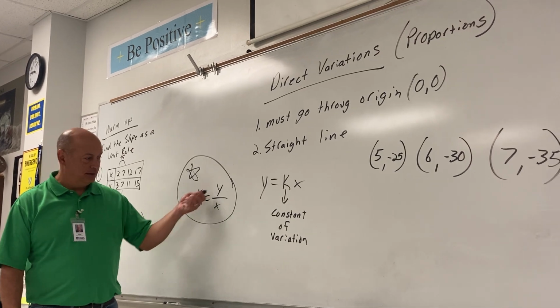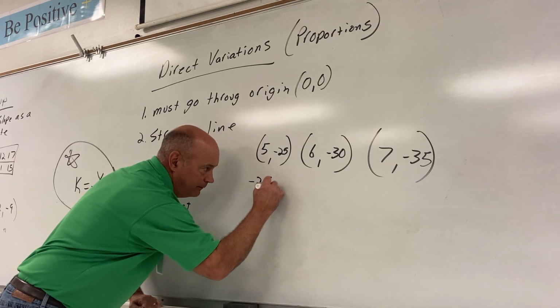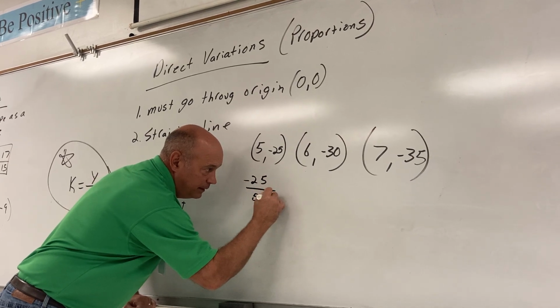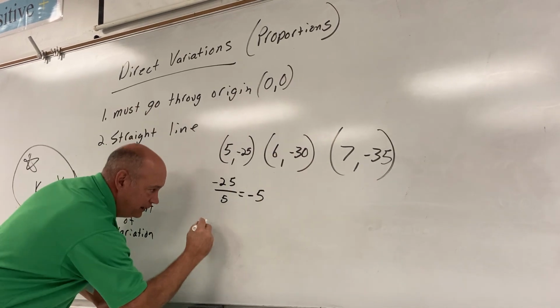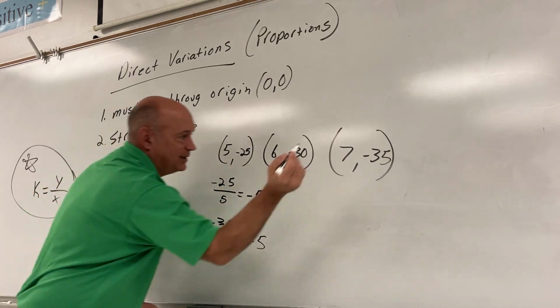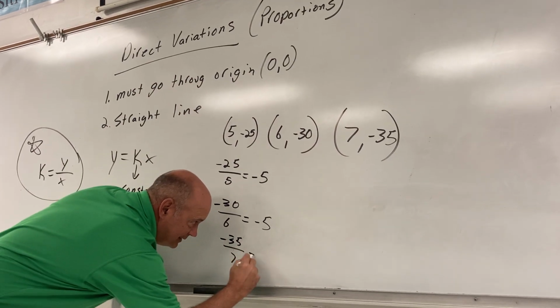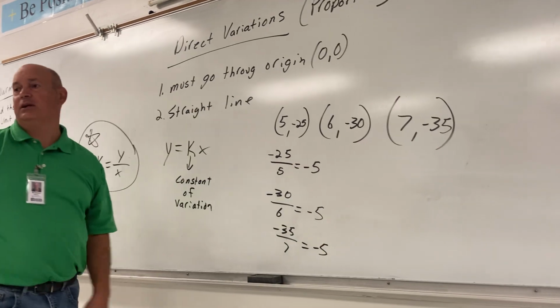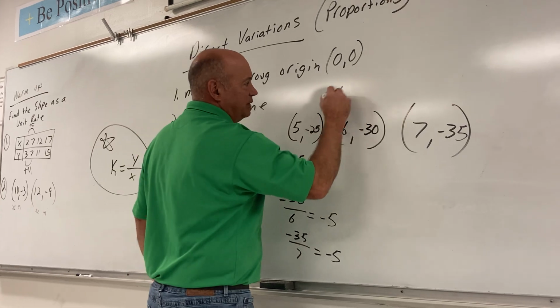Y over X. All right, so what's negative 25 divided by 5? Negative 5. What's negative 30 divided by 6? Negative 5. I think we're on to something. What's negative 35 divided by 7? Negative 5. Is this going to be a direct variation? Yes. Yes, it is. All right, what would the equation be?